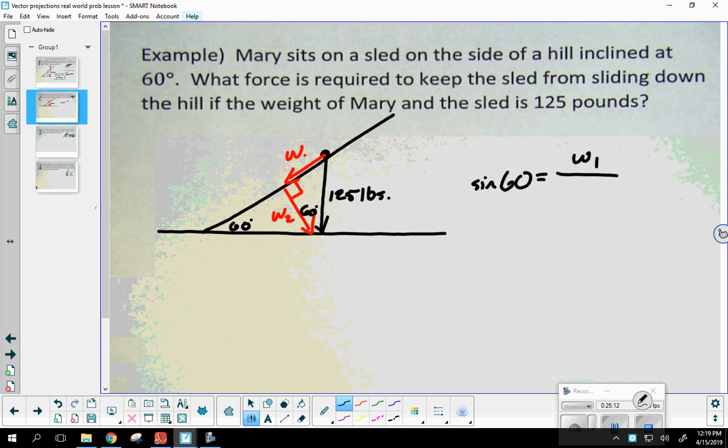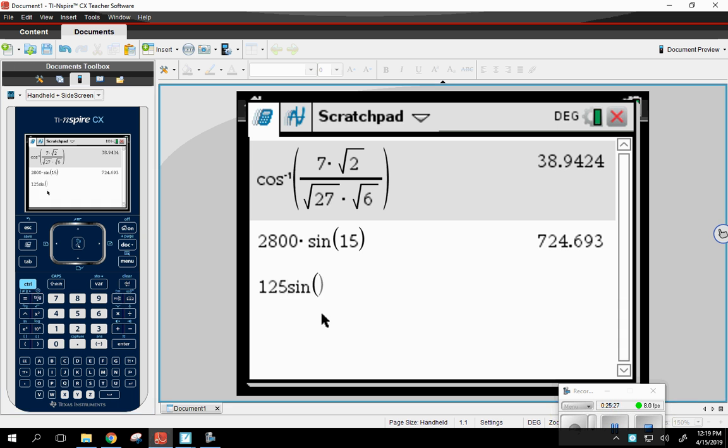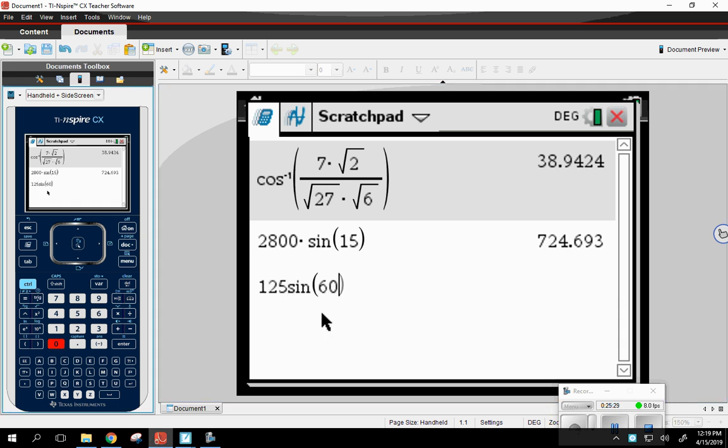equals W1 over 125. And then multiply by 125. There you go. That's it. So let's see what that is. It was 125 times the sine of 60. There you go. So I'd probably say 108.3.